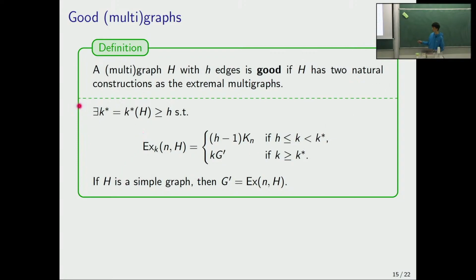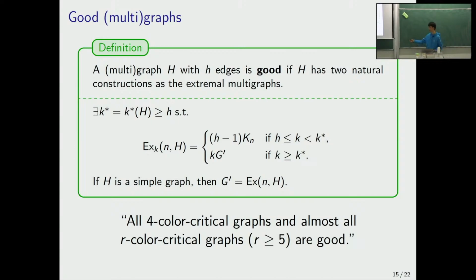So there is some threshold on the number of colors such that the extremal multigraph of H is either of these: (h-1) times K_n, or k times some fixed simple graph G', depending on the size of k. And here, G' would be exactly the extremal graph of H in a non-rainbow setting when H is a simple graph. And if H is not simple but a multigraph, then it would be somewhat complicated. But anyway, good means having either of those two natural constructions as the extremal multigraph.